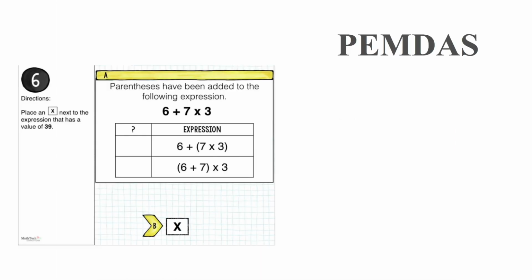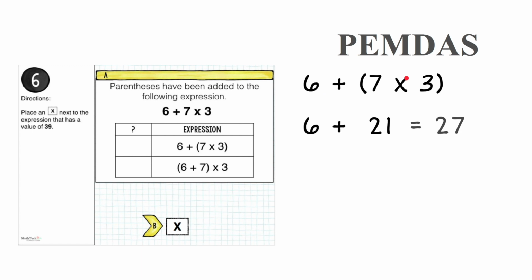So now this is a little different. It says place an X next to the expression that has a value of 39. It says parentheses have been added to the following expression. So we see here very clearly that parentheses is going to change the expression. So let's see. They added it to 7 times 3. So order of operations, we do parentheses first. 7 times 3 is 21. Bring that down. 21 plus 6 is 27.